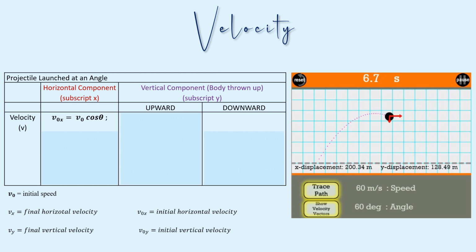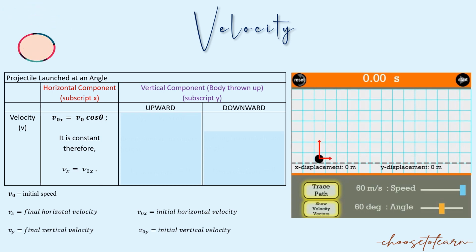And as mentioned, since the horizontal component of velocity is constant, therefore we can say that the final horizontal velocity and the initial horizontal velocity will just be equal. So that means the final horizontal velocity is also 30 meters per second based from the video clip.